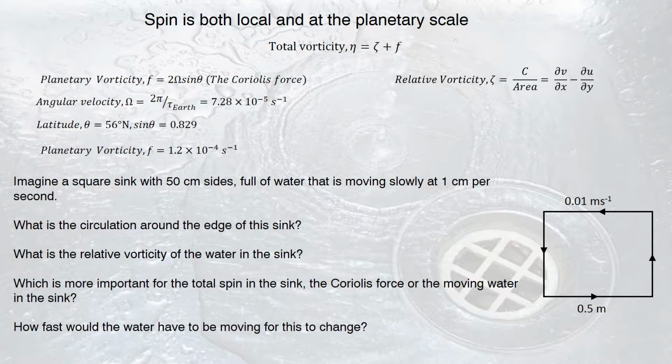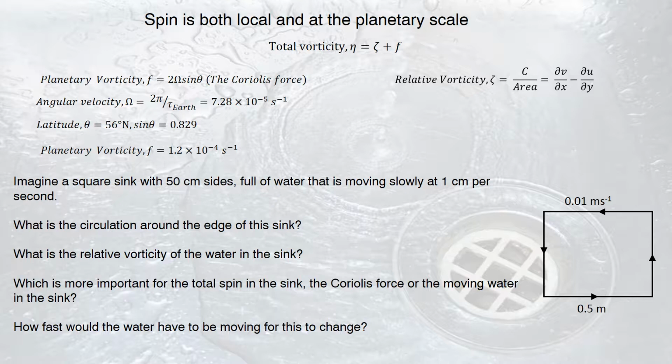But one of the really useful things about doing maths like this is that it gives us a tool we can use to design a new experiment. If I make my sink bigger, if I wanted to demonstrate the Coriolis force, how big would I need to make the sink for the planetary rotation to matter? So how big do I need to make this number?